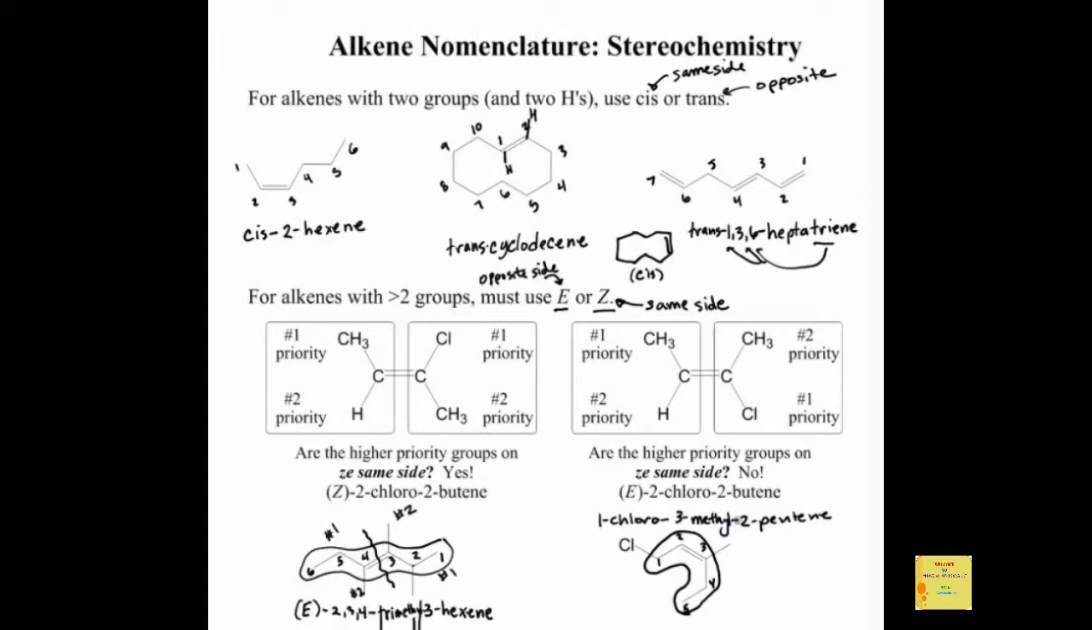And finally, do we have stereochemistry? We need to check every time. Is there stereochemistry in this case? There is, because we have 3 different groups on here. And if I flip these 2 groups around, it would be a different isomer. It would be a different compound.